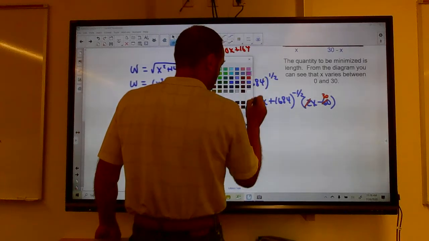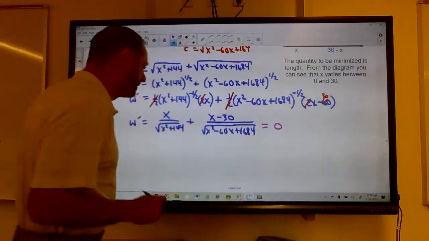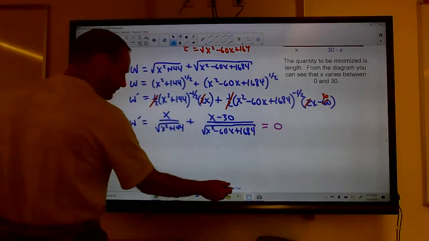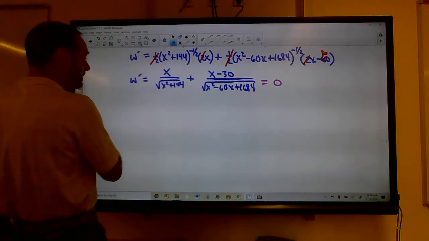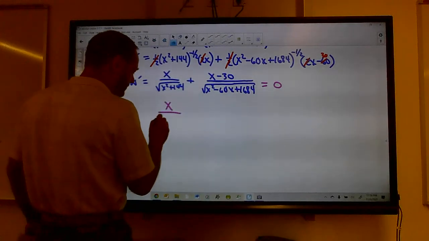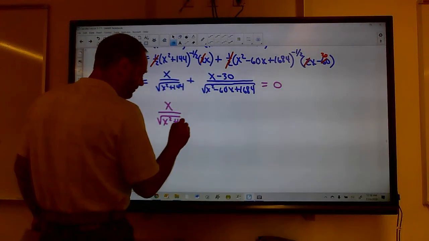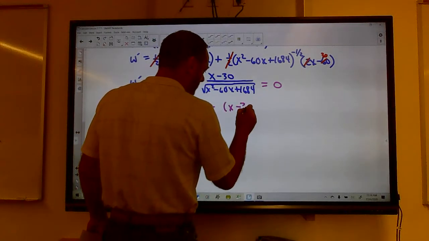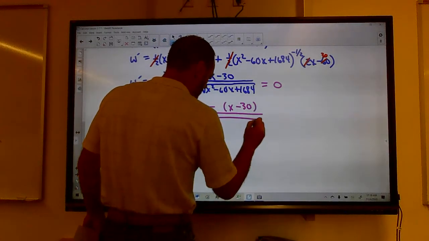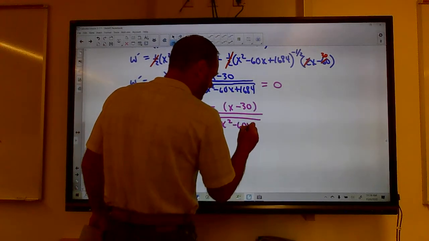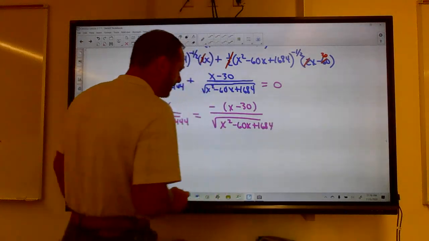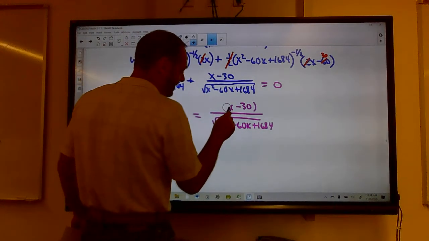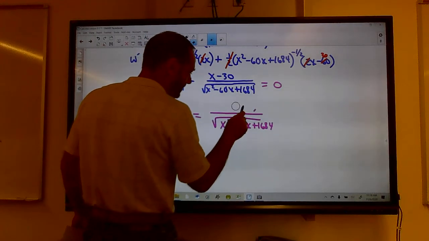Here, let's use this. So if I move this over here, I'm going to get x over the square root of x squared plus 144 is going to equal negative x minus 30 over the square root of x squared minus 60x plus 1684. And you know what I could do is distribute that minus sign in the top here. Let's just do that right now. And we're going to make that positive 30 minus x instead.